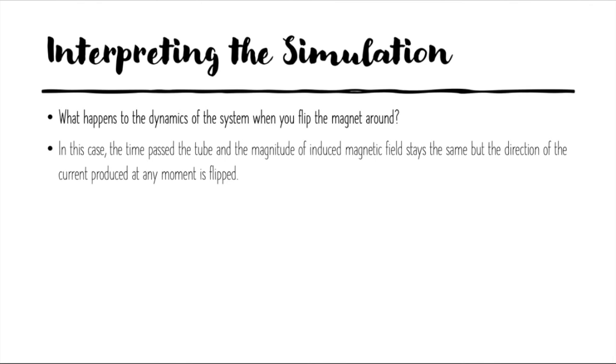What happens to the dynamics of the system when you flip the magnet around? In this case, the time past the tube and the magnitude of the induced magnetic field stay the same, but the direction of the current produced at any moment is flipped.